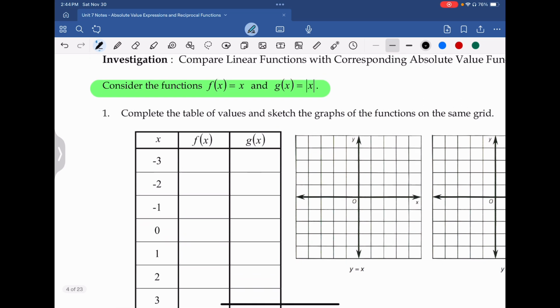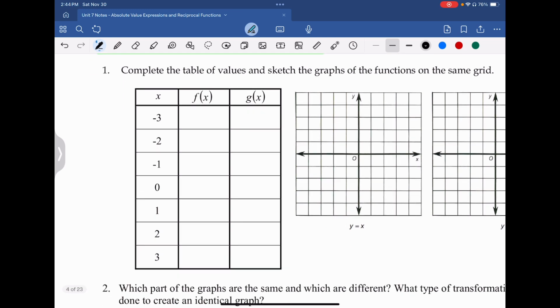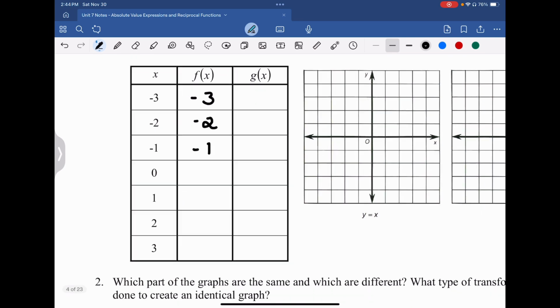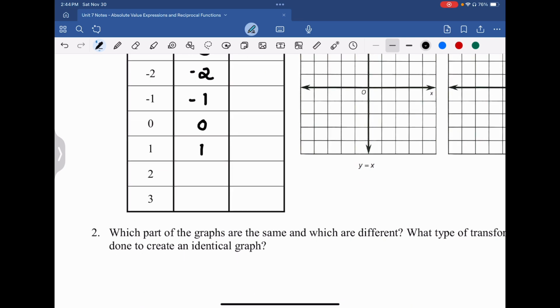If we know that y is equal to f of x, which is just x, that means that in this situation, all the x values directly equal the y values. It's a one-to-one function. So we look at this and we say this is -3, this is -2, this is -1, this ends up being 0, 1, 2, and 3.